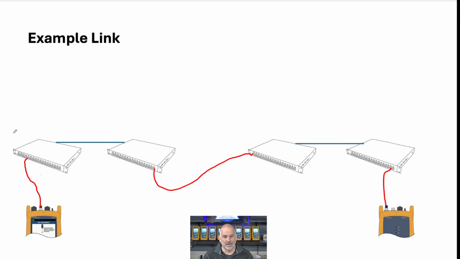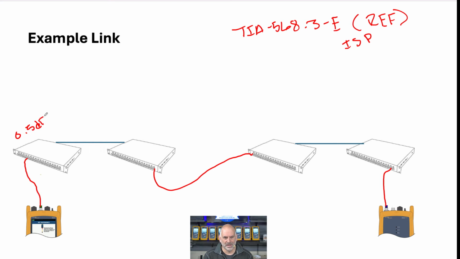So here, we're going to use the TIA-568.3-E REF test limit. Okay, we'll do ISP single mode. So in this case, I'm going to allow 0.5 dB of loss for that first connection because my REF limit says 0.5 dB for the first and 0.5 dB for the last.